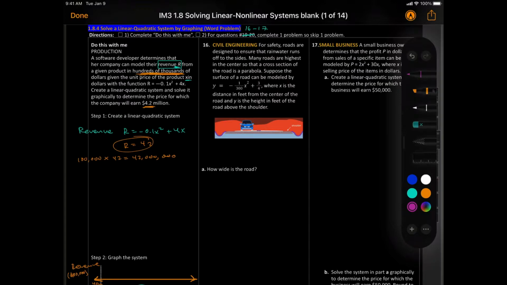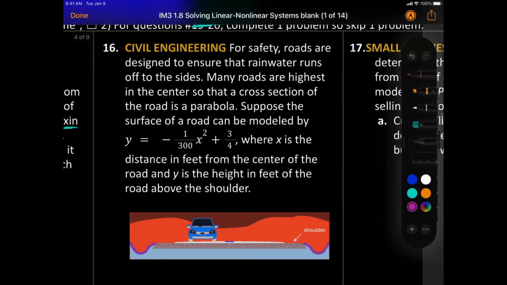Number 16. Civil engineering. For safety, roads are designed to ensure that rainwater runs off to the sides. Many roads are highest in the center, so that a cross-section of the road is a parabola. Suppose the surface of the road can be modeled by y equals negative 1 over 300 x squared plus 3/4 x, where x is the distance in feet from the center of the road, and y is the height in feet of the road above the shoulder.